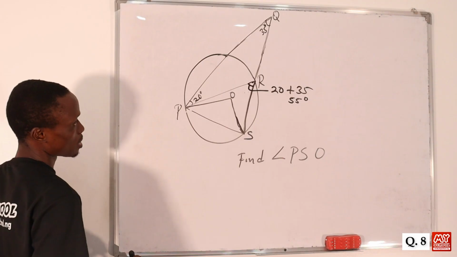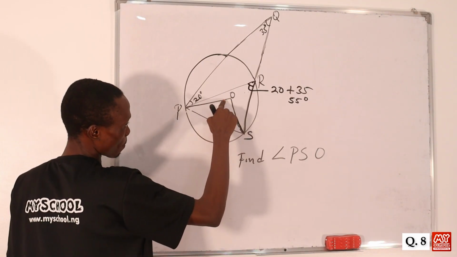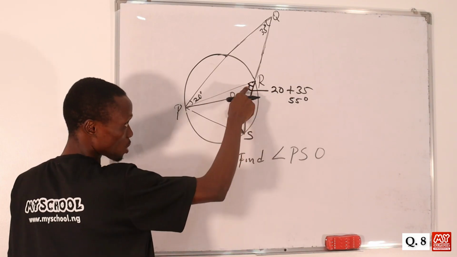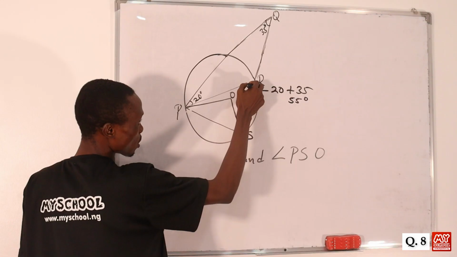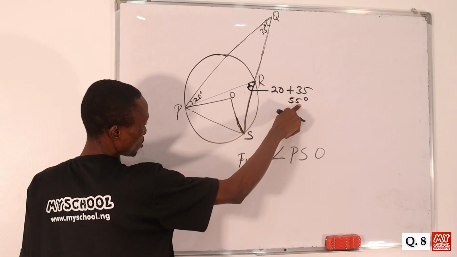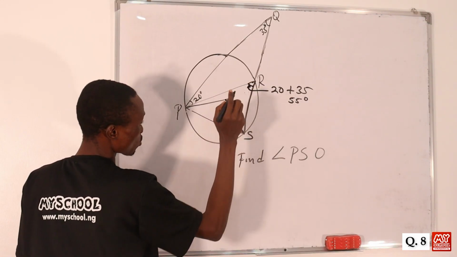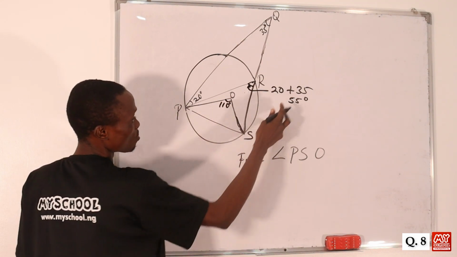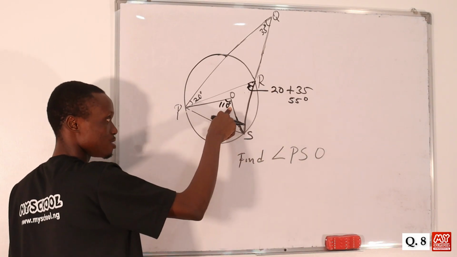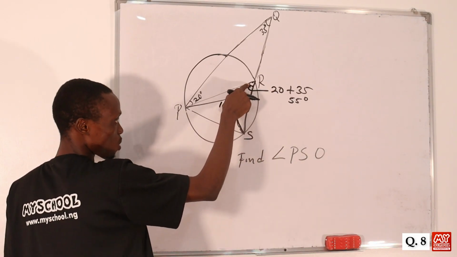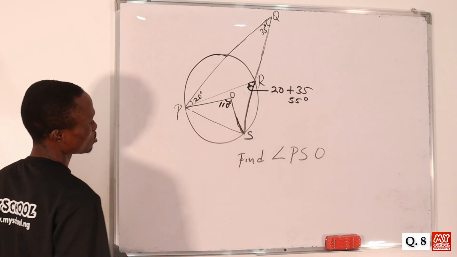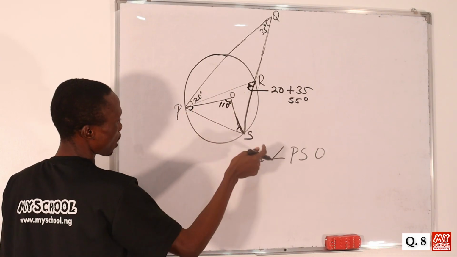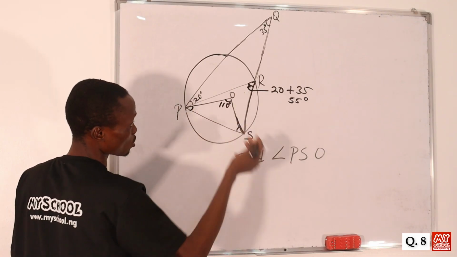But remember that the angle at the center is equal to 2 times the one at the circumference. So if the angle that we have here is 55, then the one here will be equal to 110 degrees, which is 55 times 2, because the angle at the center is equal to 2 times the angle at the circumference of the circle. Since we are looking for the angle here, remember that these lines PO and XO are the radius of this circle.